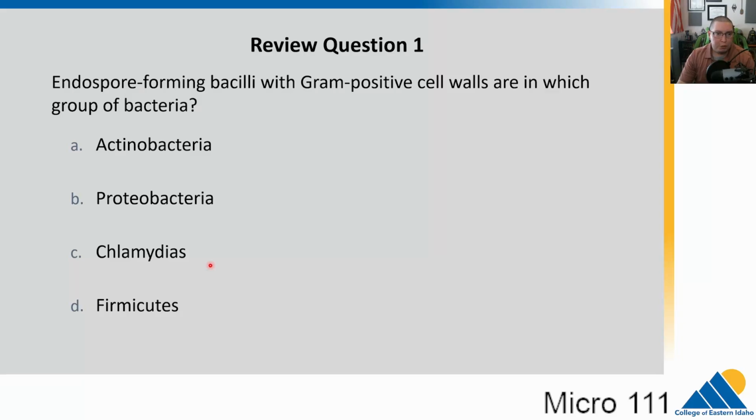Okay, before we get into Chapter 11, let's do a little review from Chapter 10. So for our first question here, endospore-forming bacilli with gram-positive cell walls are in which group of bacteria? Is it A, the actinobacteria, B, the proteobacteria, C, the chlamydias, or D, the firmicutes? Go ahead and pause the video, think about this one.